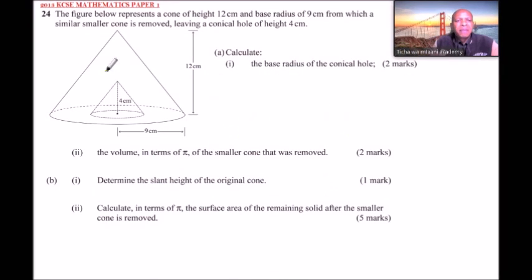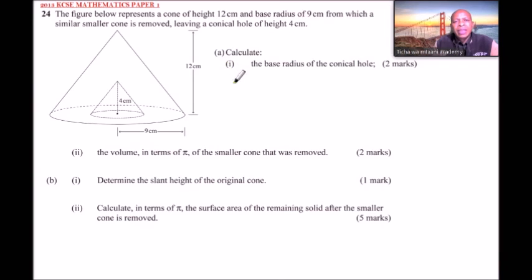Question number 24. The figure below represents a cone of height 12 centimeters and a base of 9 centimeters, from which a similar smaller cone is removed, leaving a conical hole of height 4 centimeters. So we have our diagram here. The height is given as 12 centimeters. The height of the small cone that was removed is 4 centimeters. We have the radius of the big cone, which is 9.